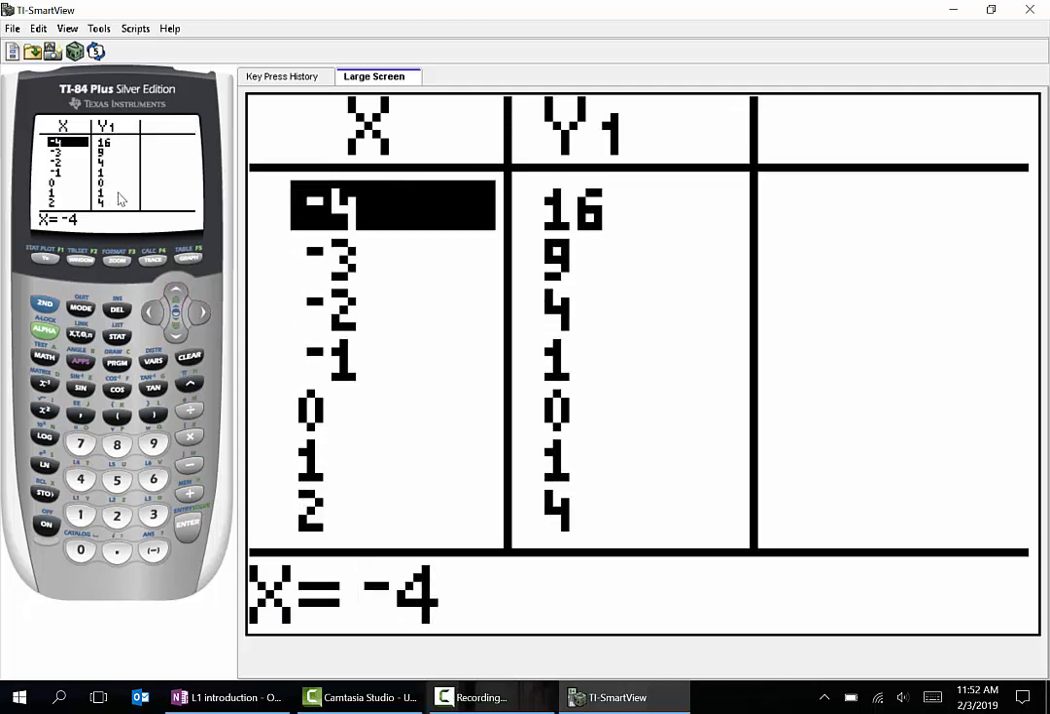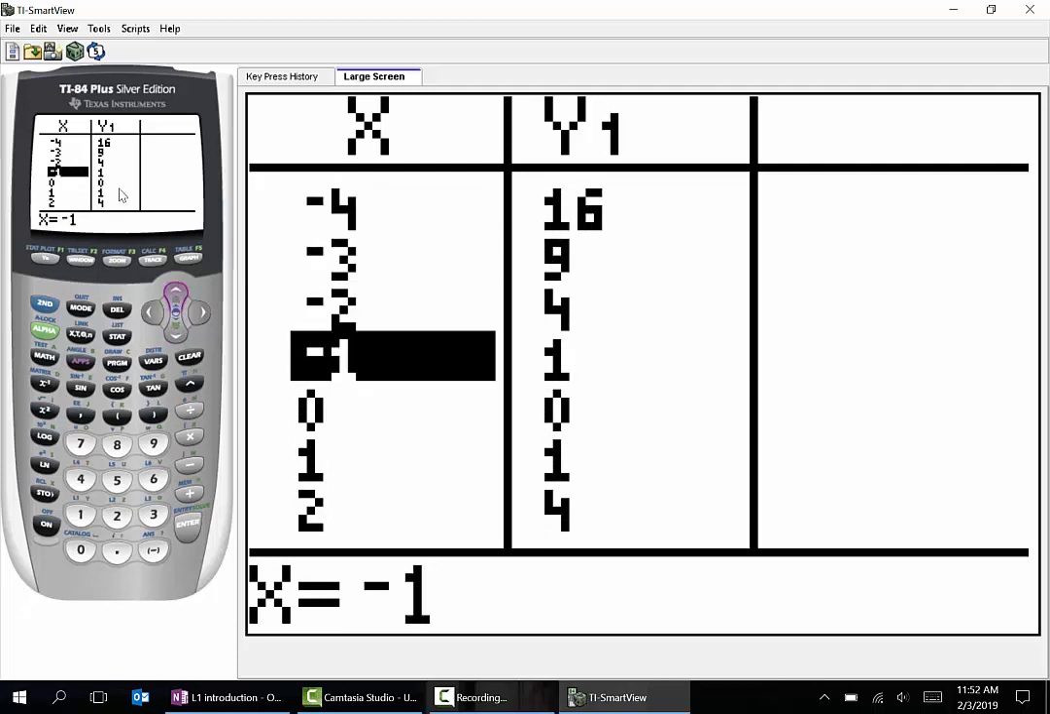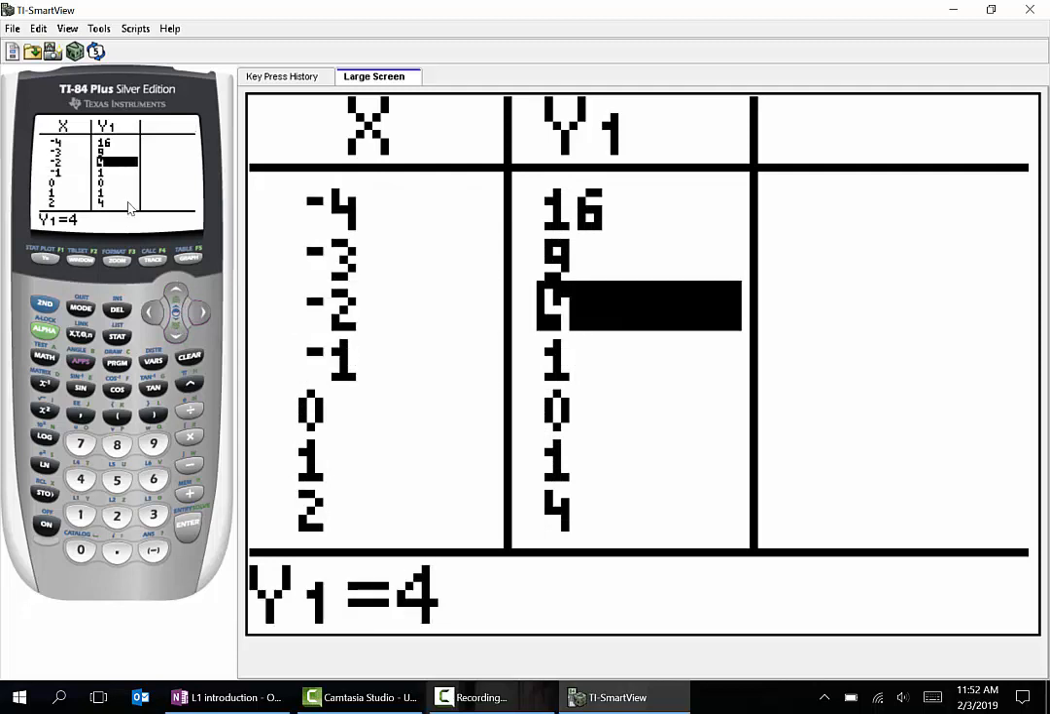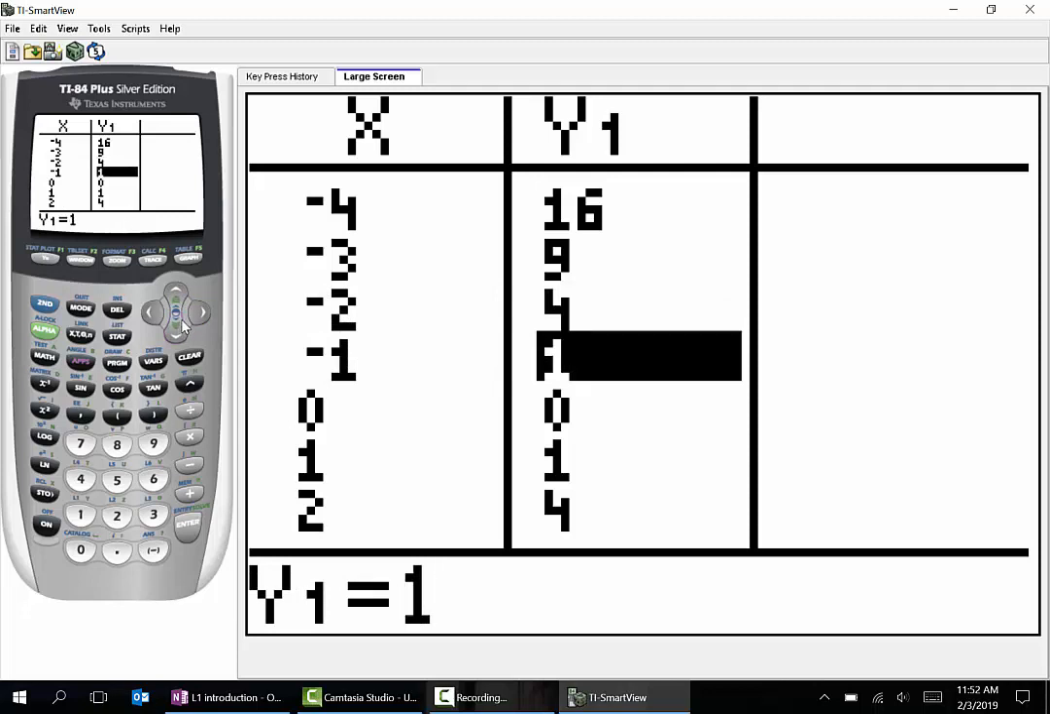and all we have to do is scroll up and down. So again, we used negative 2 right here, negative 2, and the calculator's telling me 4, negative 1 is 1, etc. So this is a really nice function. We don't always have to make a table of values by hand, so I really recommend you do this one.